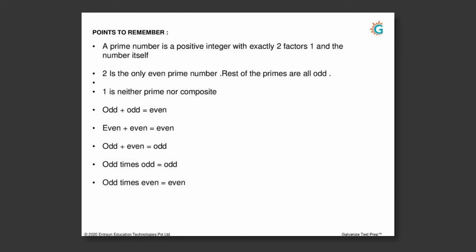2 is the only even prime number. The rest of the primes are all odd numbers. This is a very important rule. You all know this. It's just that you seem to be forgetting it, right? You're not used to applying these concepts properly. These are techniques that have been taught right from your primary section. It just doesn't get registered in your mind unless you learn to apply it properly. Odd plus odd is even, even plus even is even, odd plus even is odd, odd times odd is odd, odd times even is even. It's a very important technique.